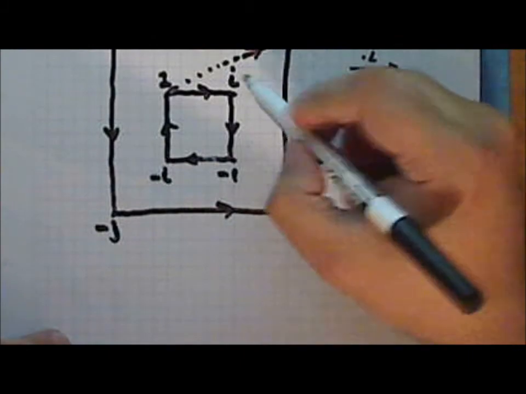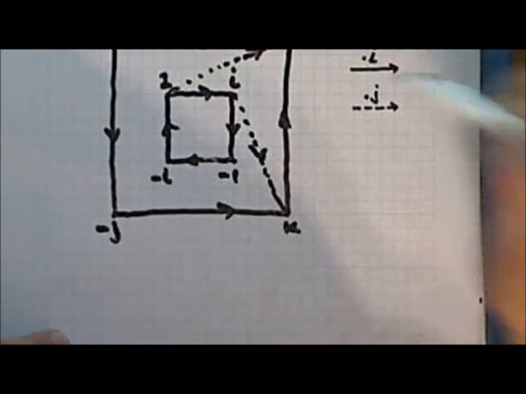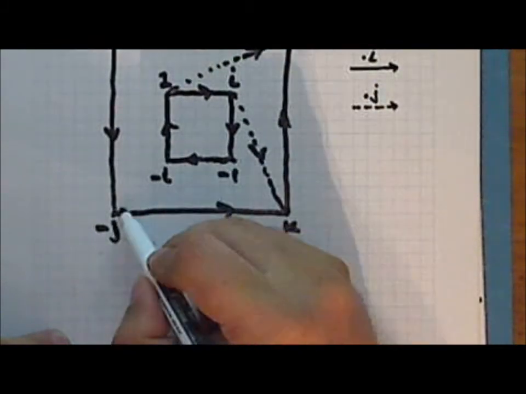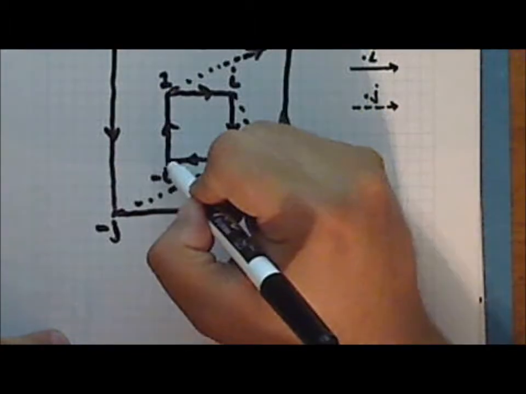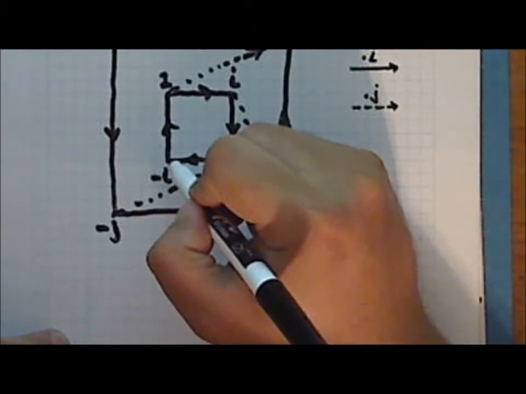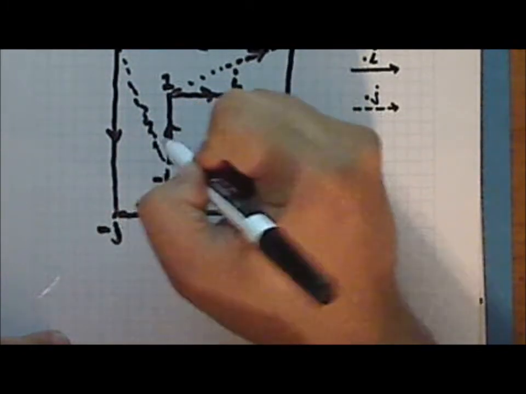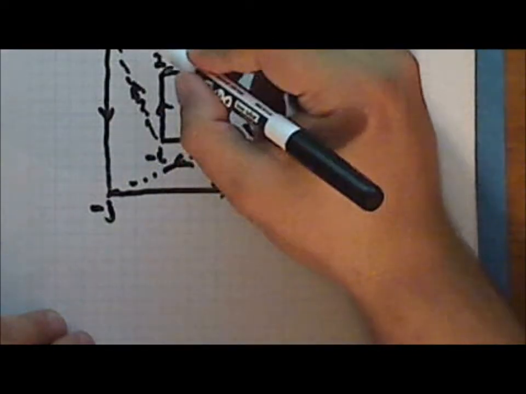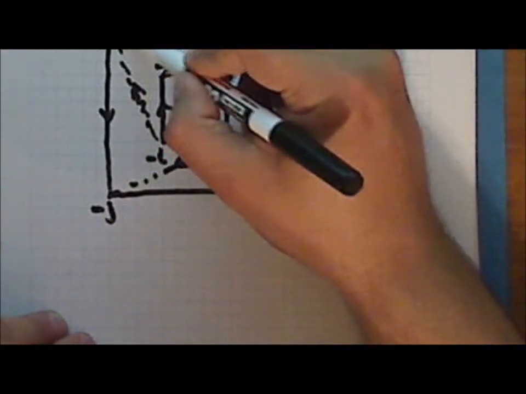Now I times J gives us K. Negative 1 times J gives us negative J. And negative I times J gives us negative K. Now negative K times J gives us I.